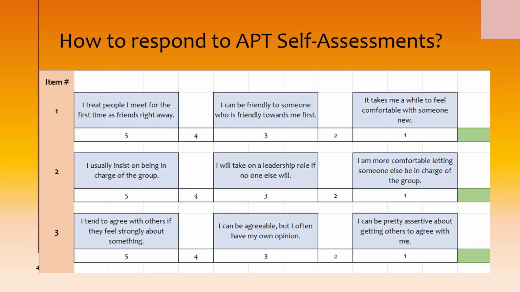Our self-assessments are based on an Excel spreadsheet. To complete your self-assessment, follow these steps. Read all 3 statements on the row. Decide which statement most closely represents how you act in specific situations. Then, select the number under that statement and type it in the green shaded cell at the end of the row.